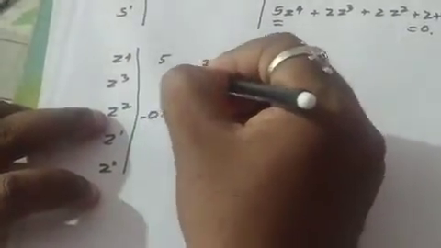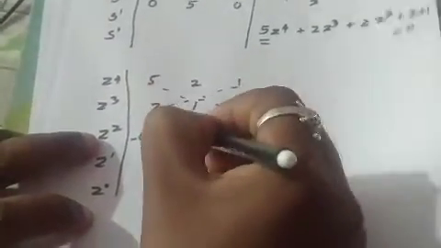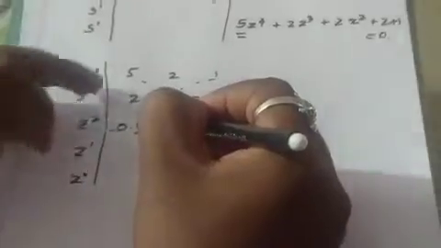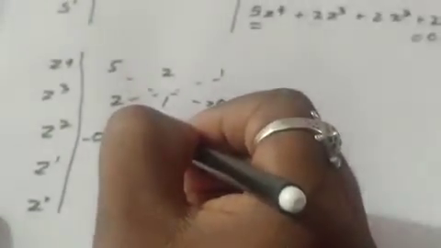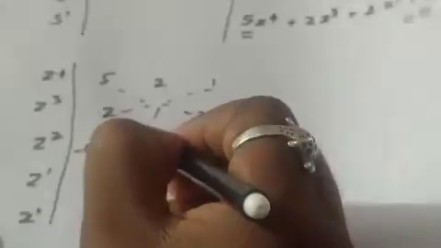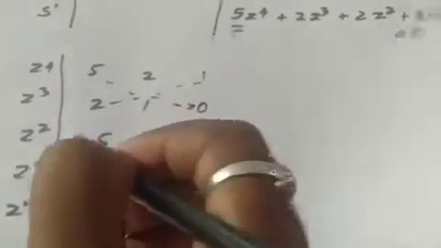Now next you have to go for this. So 2 into 1 minus 5 into 0. What you will be getting? 2 divided by 2. It will become 1. Next, you are not having any element, 0.